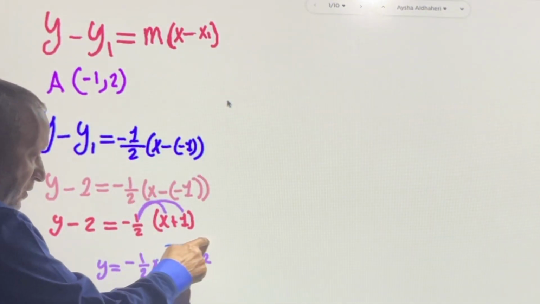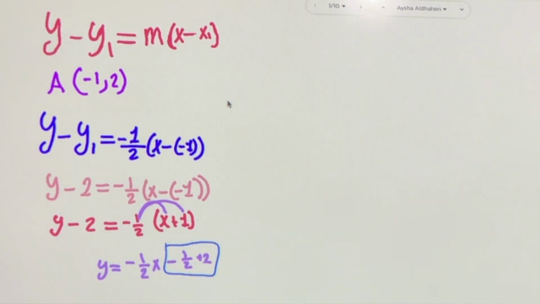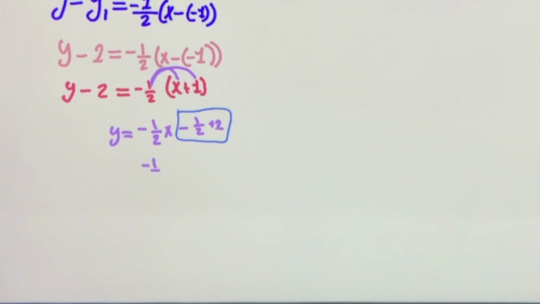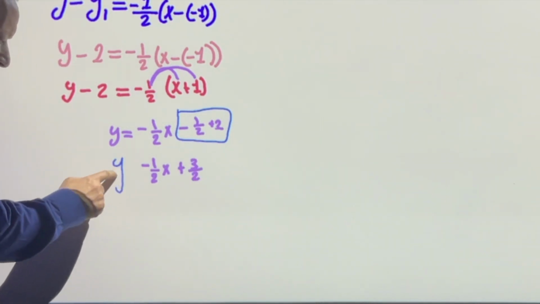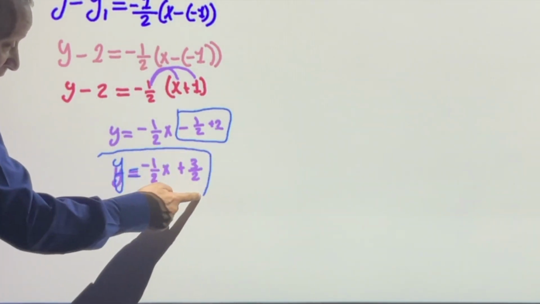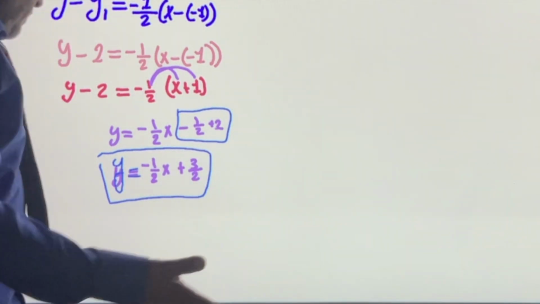Excellent. Now, we just need to simplify this. Negative half plus 2, you get 1.5. So, your equation is y equals negative half x plus 3 over 2. You know 1.5 is 3 over 2. If you want to put it 1.5, it's fine. You can put it 1.5. But fractional coefficients are sweeter than the decimals. I prefer fractions. We are done.